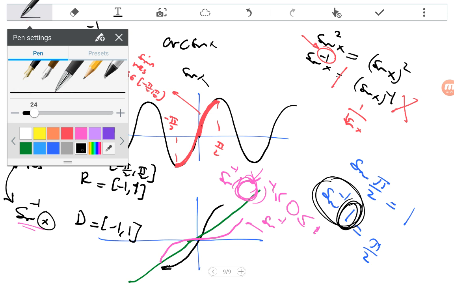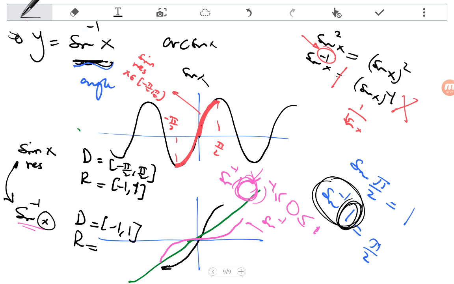Okay, so let's return again. What is the range in this case? The range of the sine inverse. Yes, the domain of the restricted sine, that will be from negative pi over 2 to pi over 2.